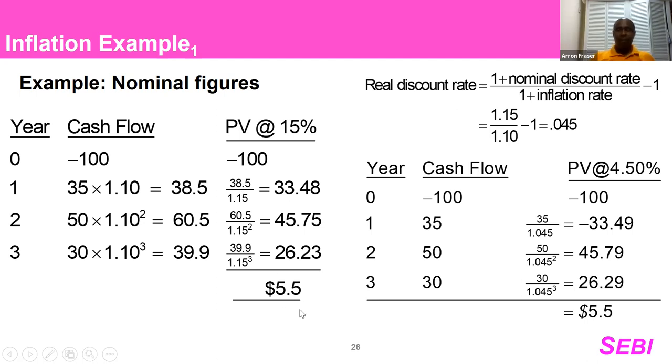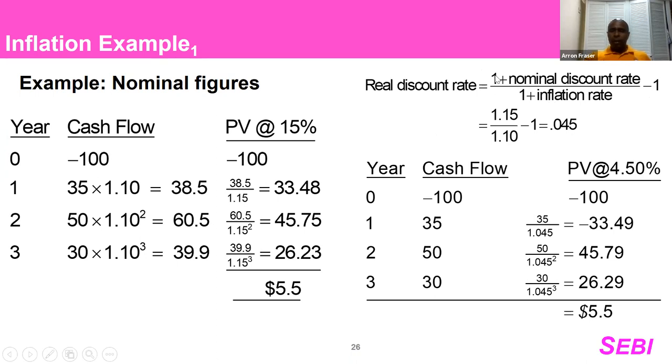And that will give you 5.5 on the left-hand side. On the right-hand side, we're going to use now the real discount rate. Reminder that the real discount rate formula is 1 plus the nominal discount rate upon 1 plus inflation rate, minus 1.